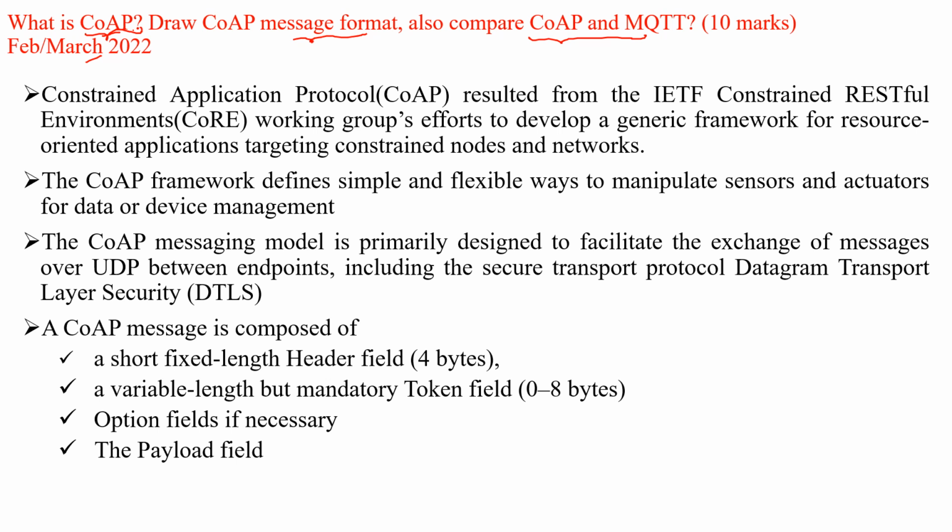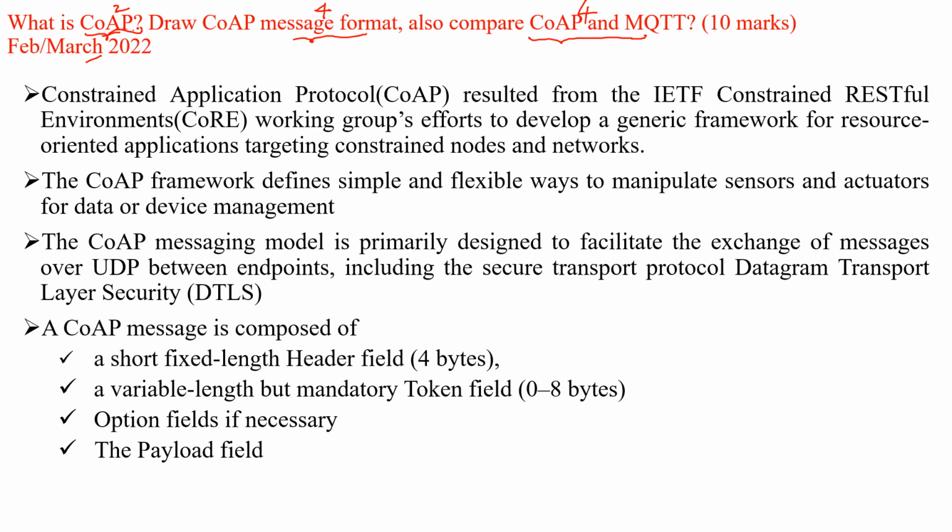So approximately, if we divide the marks, we can give 2 marks for what is CoAP, then 4 for the message format. The remaining 4 marks will go for your comparison of CoAP and MQTT. Okay, so primarily what is meant by CoAP? CoAP stands for Constrained Application Protocol. It resulted from the IETF, which is the Internet Engineering Task Force, Constrained RESTful Environment, that is CoRE.